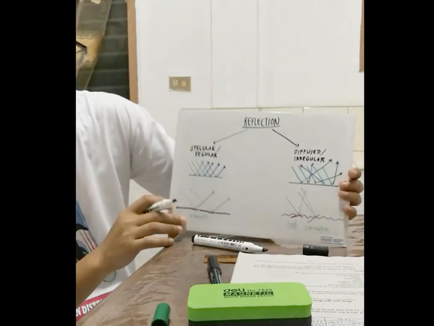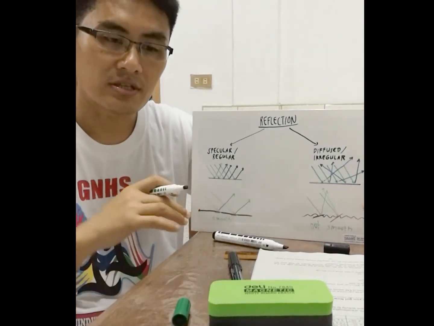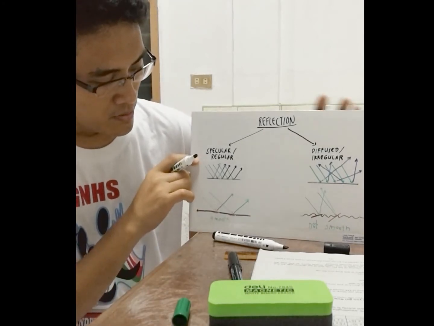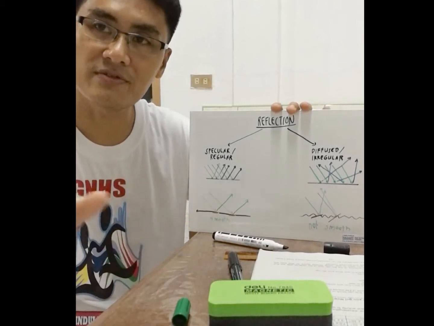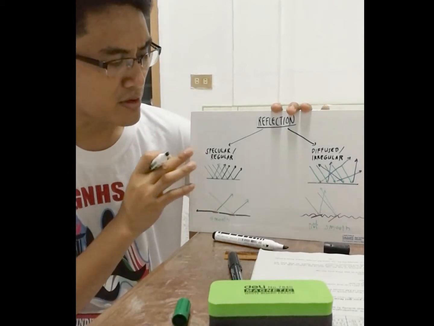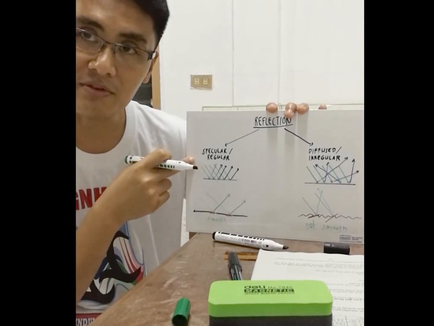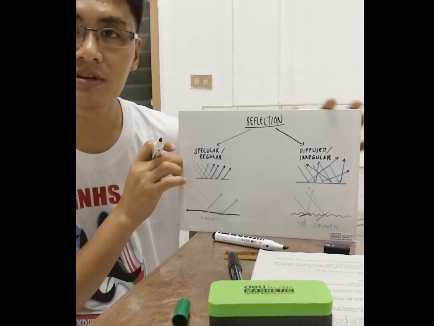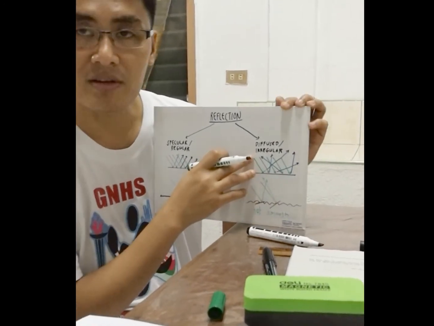Now, this type of reflection happens in smooth objects such as mirrors, such as when you have a surface of water that is very still. And because of that type of reflection, you can actually see your face in those surfaces. So specular or regular reflection is important because without this type of reflection, you wouldn't be able to see images of yourself in smooth surfaces. But that doesn't mean that diffused or irregular reflection is not important.